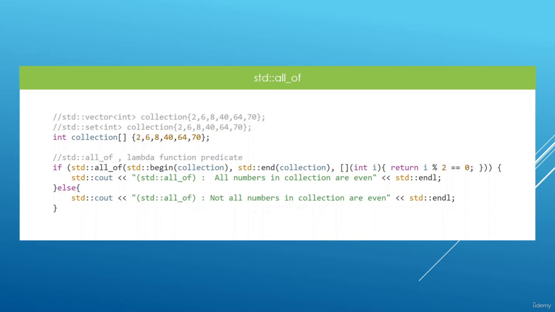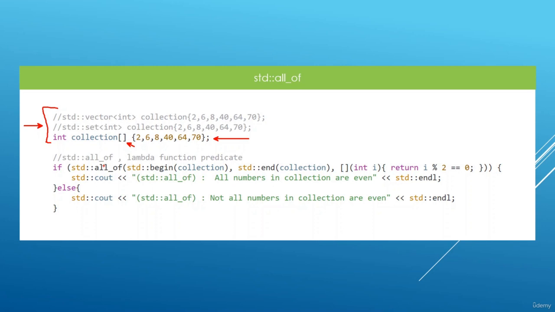So we have a bunch of collections here. We can use a vector, we can use a set, we can really use anything. We can even use a raw array here. All of these are going to work because our iterators are going to be wrapped in std::begin. So this is going to allow us to even use raw arrays. This is really cool.